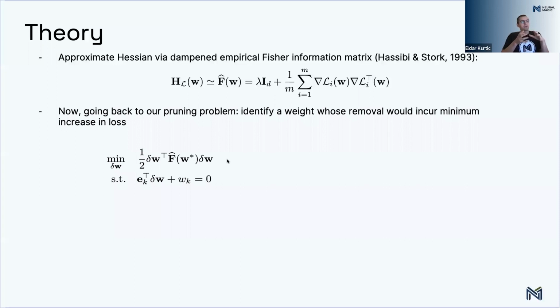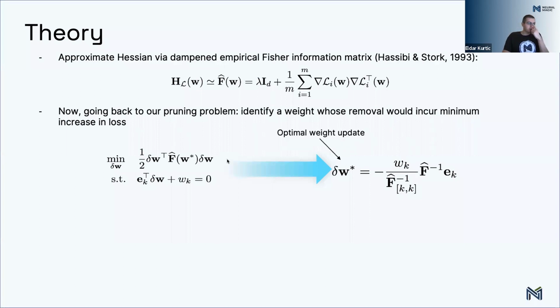Then, if we go back to our pruning problem, our main goal is to identify a weight whose removal would incur a minimum increase in loss. So we can formulate this as an optimization problem. We are trying to minimize this loss increase given by this quadratic form such that some specific weight w_k is set to 0. Now, if we solve this problem with the method of Lagrange multipliers, we will arrive at the following equation. And this equation gives us an optimal weight update that we have to apply on our model. By applying this optimal weight update, we would cancel out this kth weight in the network. So we will zero it out completely.